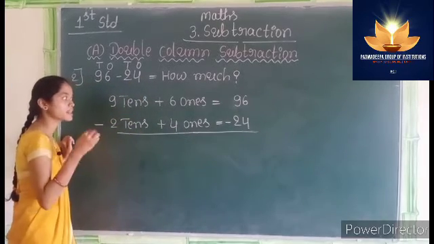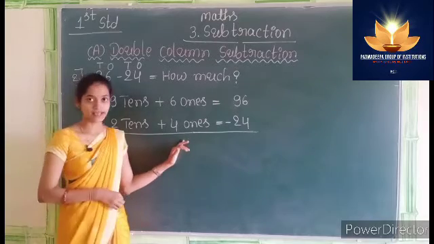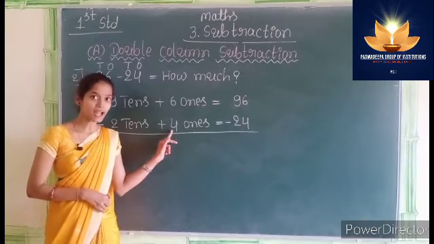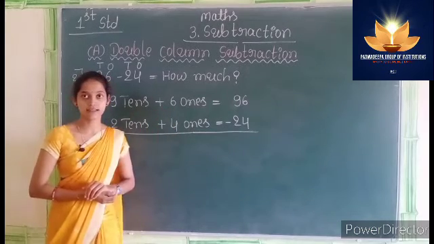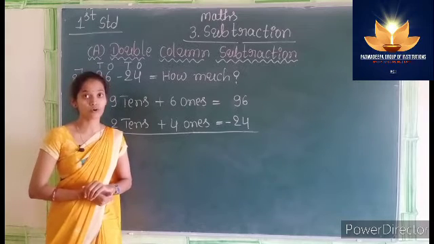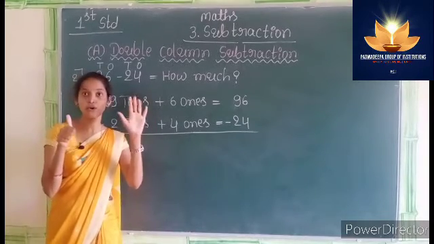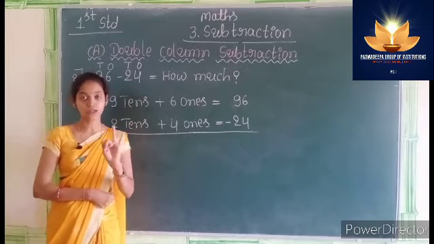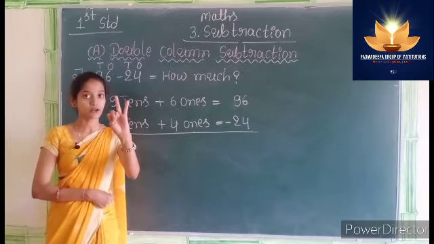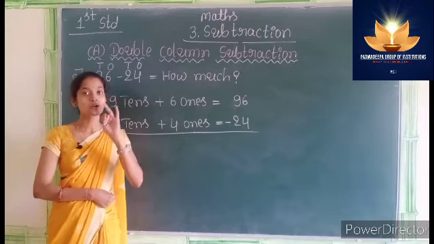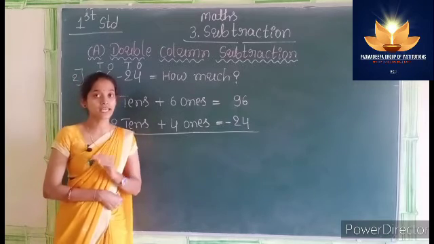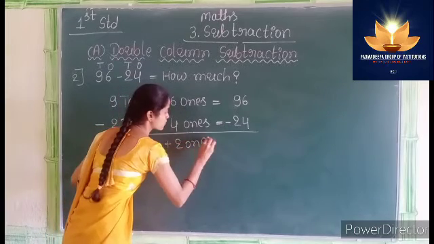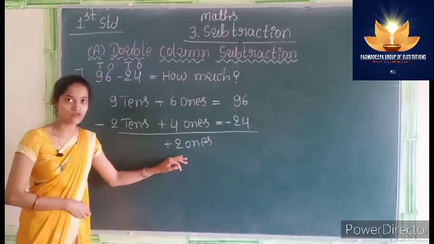First we have to subtract the numbers which are in ones place. In the ones place we have 6 and 4. Subtract 4 from this 6. 6 minus 4. This is 6. We have to remove 4. 1, 2, 3, 4. How many fingers are left? There are 2 fingers left. So 6 minus 4 is 2. We get 2 ones. Now we completed the subtraction of ones place.